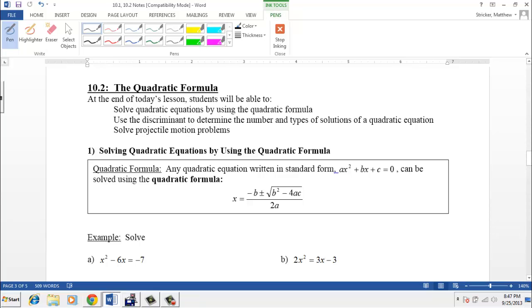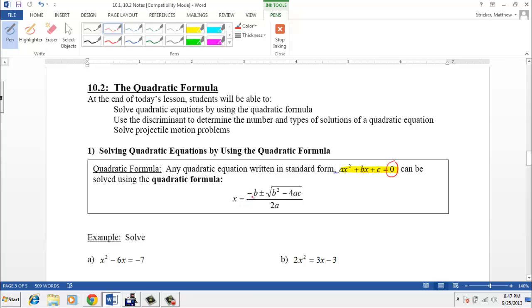Hi, this video covers section 10.2 in which we talk about yet another way of solving quadratic equations. And this is something you should have seen before. It's the quadratic formula, which should be familiar. Again, it's good for when we have quadratic equations in this form where everything's set equal to 0. To use the quadratic formula, you have to have everything equal to 0.